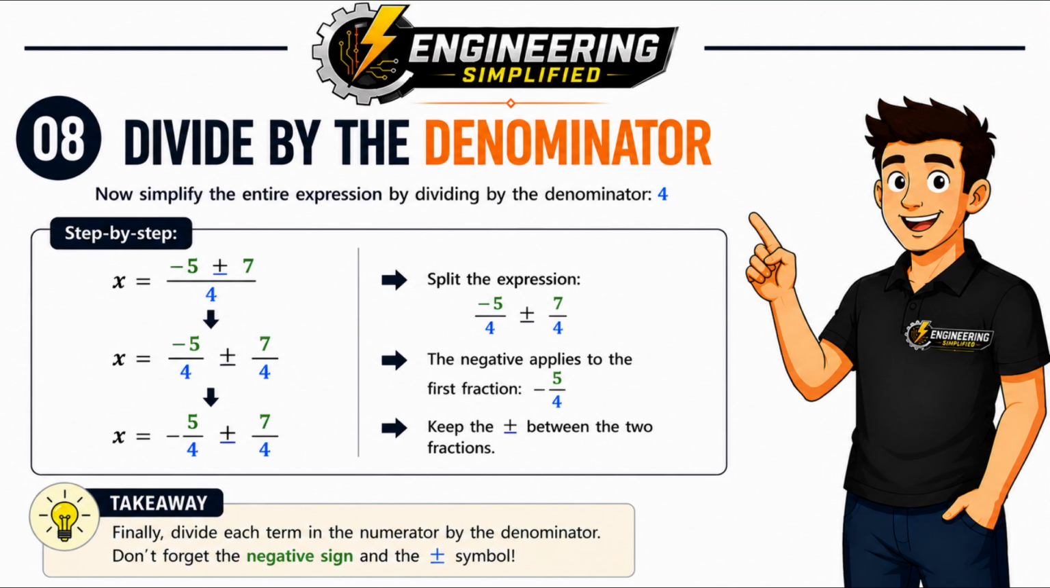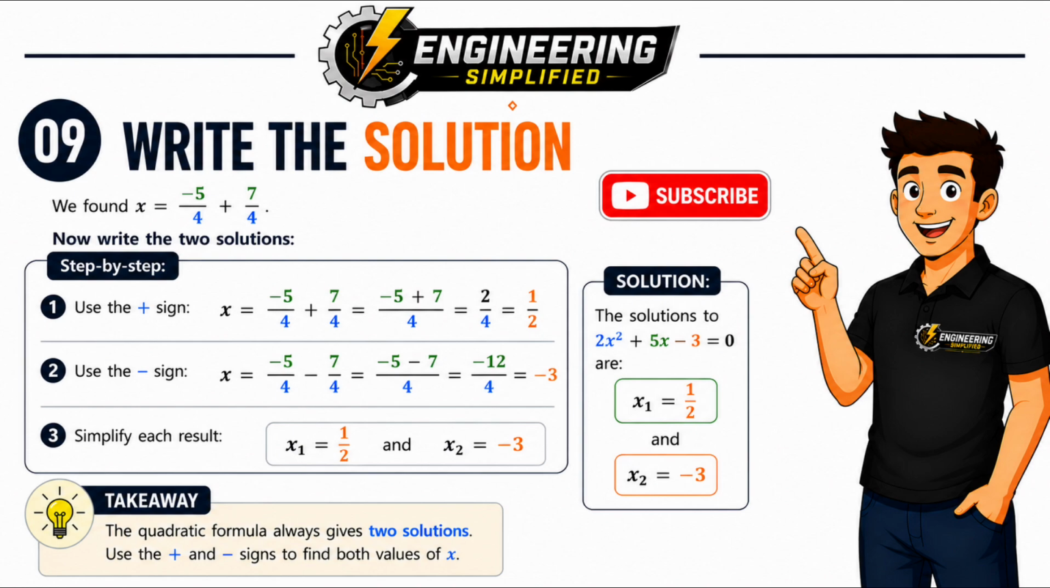Now calculate both solutions. Using the positive sign, negative 5 plus 7 equals 2. 2 divided by 4 equals 1/2. Using the negative sign, negative 5 minus 7 equals negative 12. Negative 12 divided by 4 equals negative 3. So our final answers are x equals 1/2 and x equals negative 3.